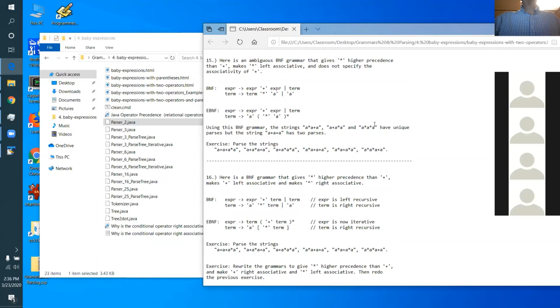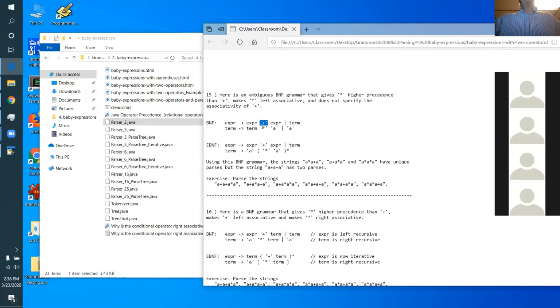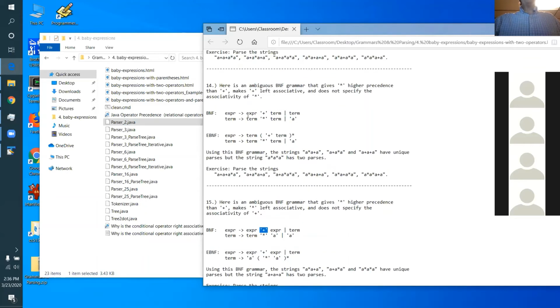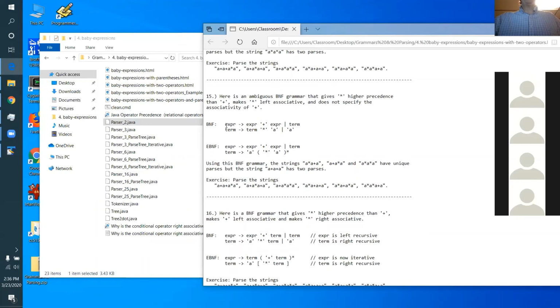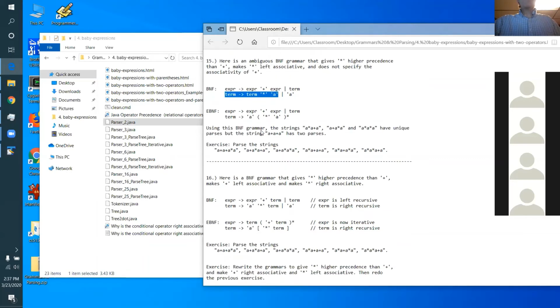Now here we switch to making term associative and plus is still ambiguous. Up here I made expression the associative one and term the ambiguous one. Now I can make expression the ambiguous one and make term the associative one. So now multiplication is left associative.